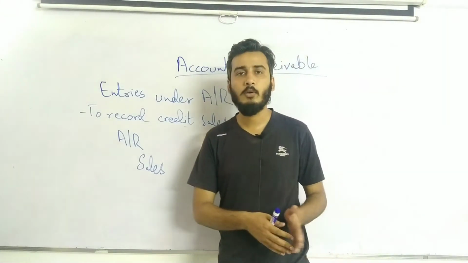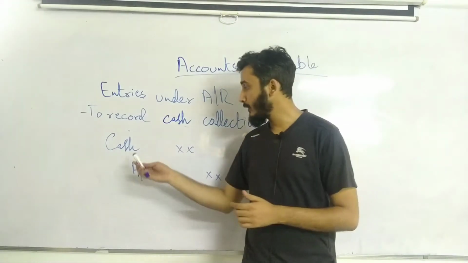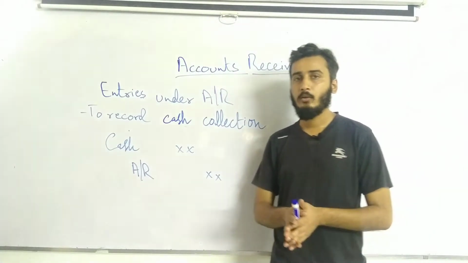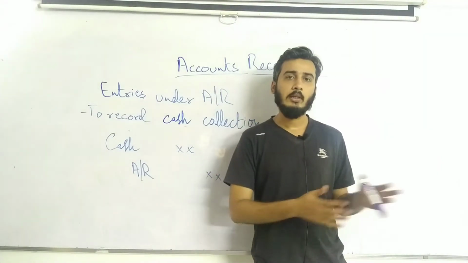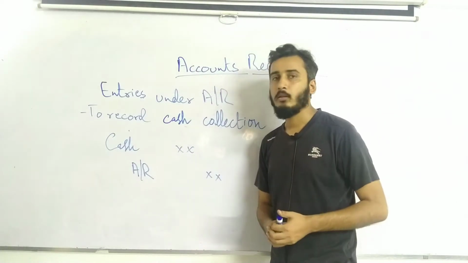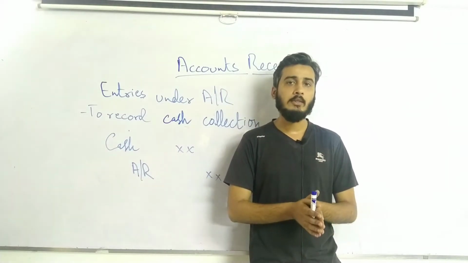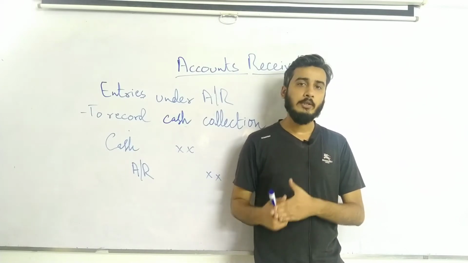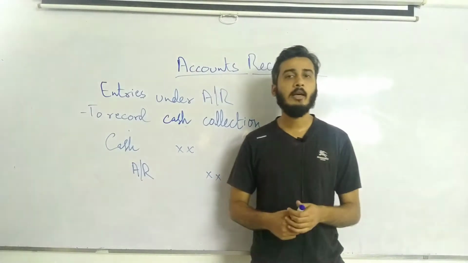Now let's move to the second one. The second entry is to record the cash collection from the customers. Cash shall be written on the debit side, while accounts receivable shall be written on the credit side. Why is it so? Because cash is an asset and it is being inflowed into the company, therefore we will write it on the debit side. And accounts receivable, as we have received the money from the customers, while we had to receive it we were writing it on the debit side, and now we have received the money, therefore we will reduce it, and as it is being reduced it shall be written on the credit side. Therefore cash shall be debit and accounts receivable credit.